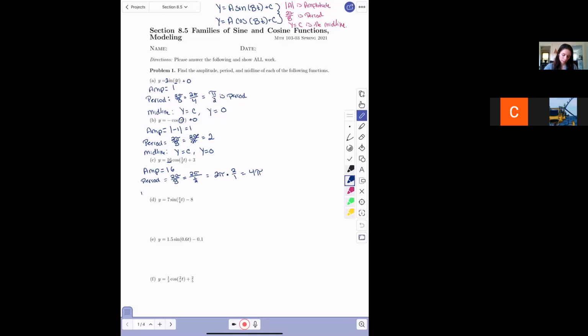Lastly, what is my midline in this case? Y equals 3. Good, y equals 3. Any questions there? Okay, moving on. We have the amplitude for part D. What is my amplitude of part D?